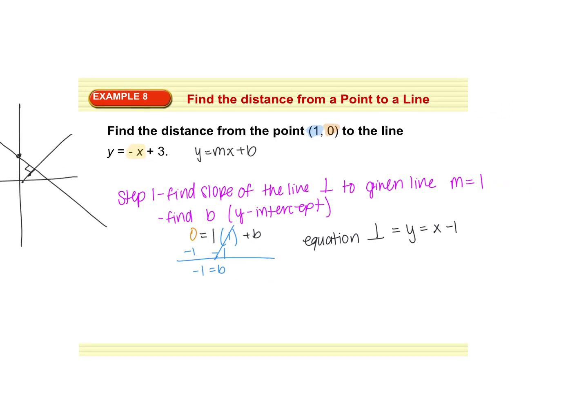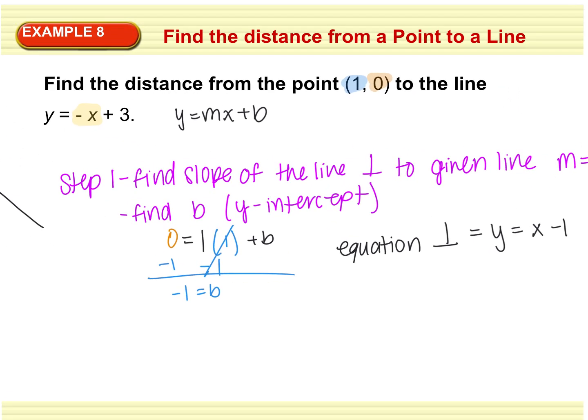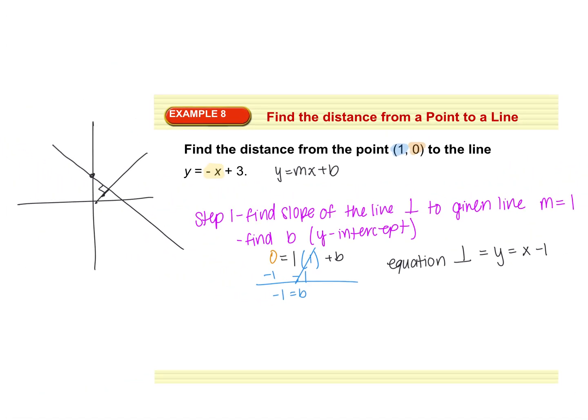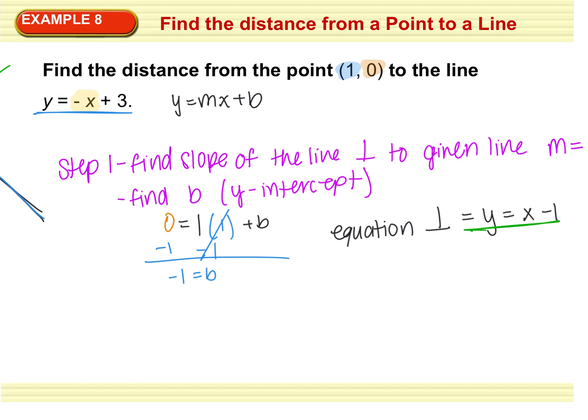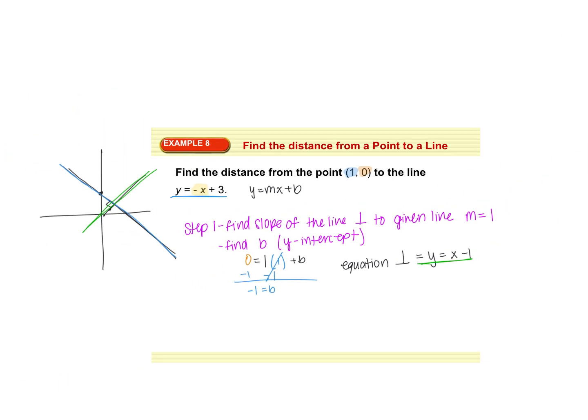So we figured out the perpendicular equation. They gave us this line right here, which was this equation, and we just figured out the equation for this line, which is right here. But they're specifically asking us for the distance from a point to the line. So now we need to find where the lines intersect. We found both the lines, but we need to find the point where they intersect, this specific point right here. We didn't find that.